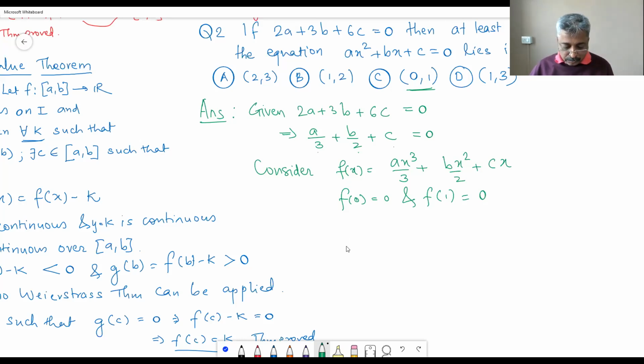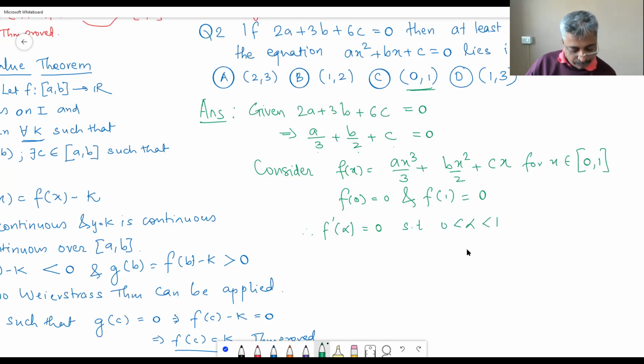Therefore, now we are considering this function for x belonging to the closed interval 0, 1. We find this is equal to 0. So there will exist alpha such that 0 is less than alpha is less than 1. Therefore, alpha is a root.